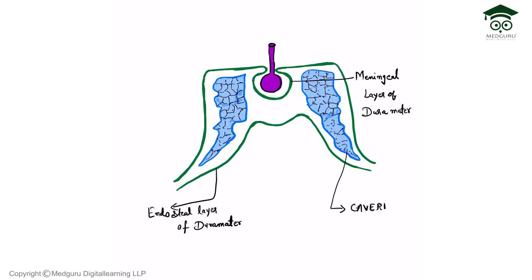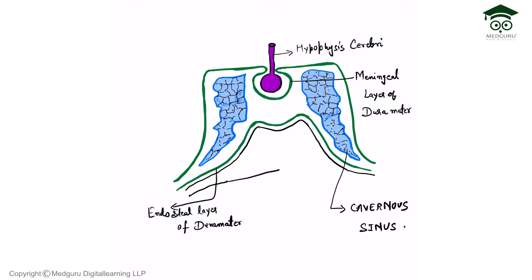Thereafter, on the medial aspect, we can see the gland. As I told you, the purple color structure is the hypophysis cerebri gland, and this is in medial relation of cavernous sinus. Now after that, more inferiorly, medial to cavernous sinus, lies another important structure, that is the sphenoidal air sinus.